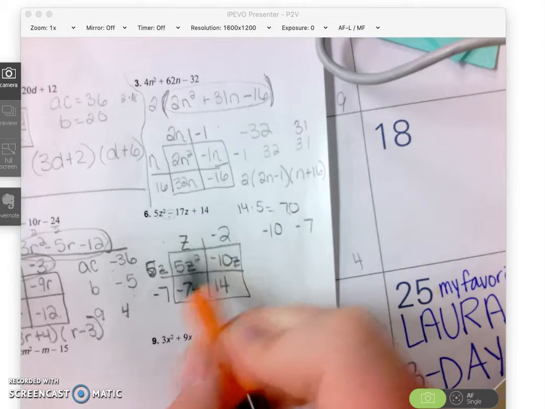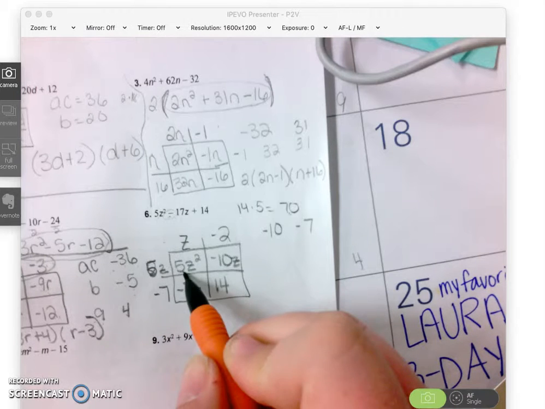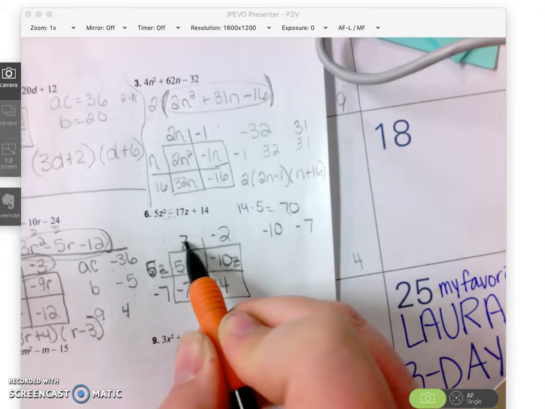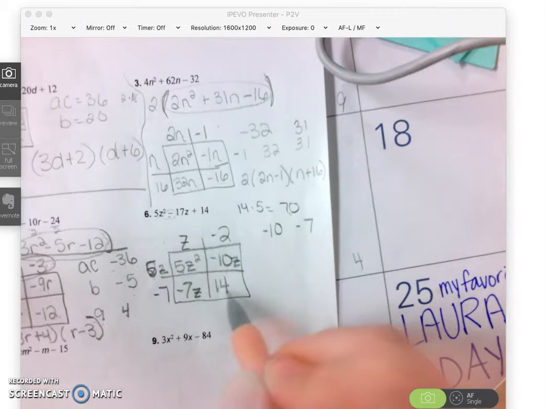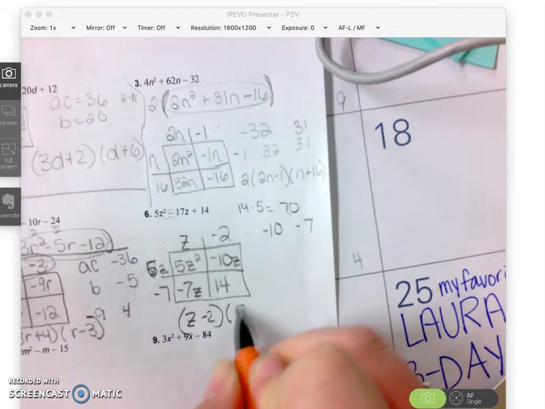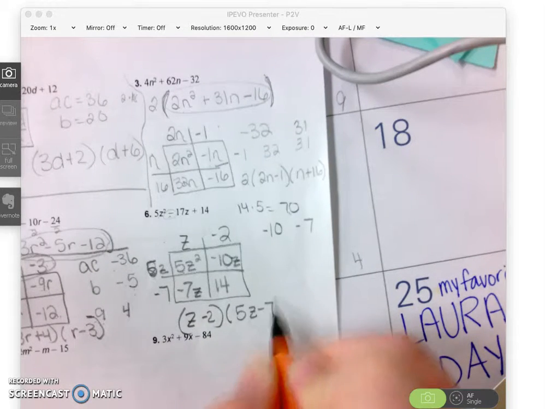So I'm going to check. Z times 5z, 5z squared. Negative 2 times a positive 5, 10z. Negative 7z, positive 14. So I have my z minus 2 multiplied by 5z minus 7.